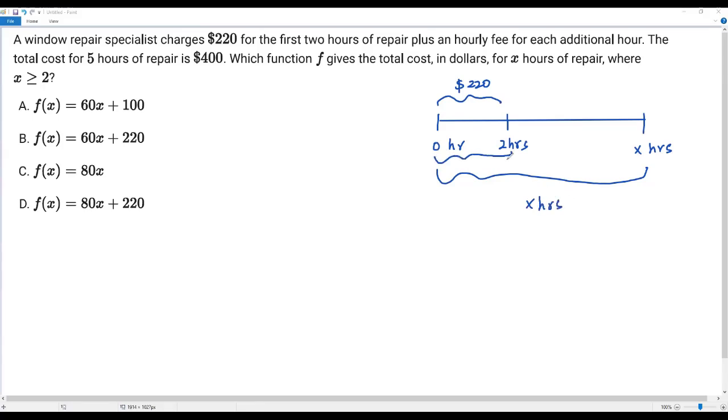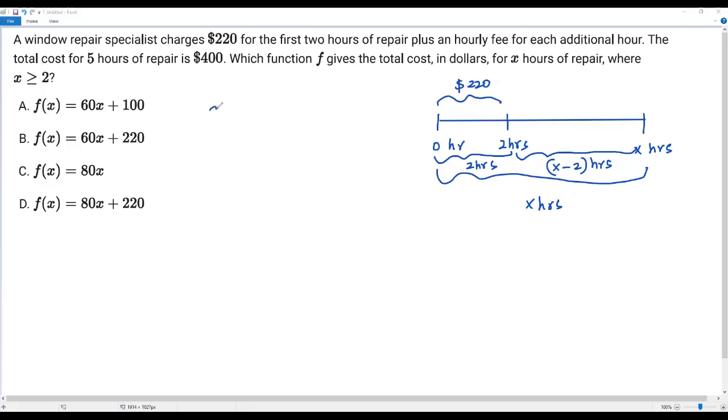And what is the length of this segment over here? It's 2 hours. Then what is the length of this segment? That is x negative 2 hours. So we can clearly understand that from this picture. Now, according to the information we have, the total cost for 5 hours of repair is $400. Our aim is to write the function which represents the total cost.